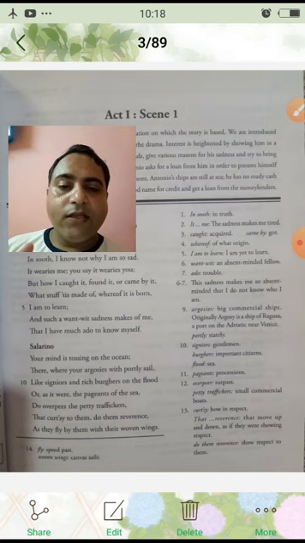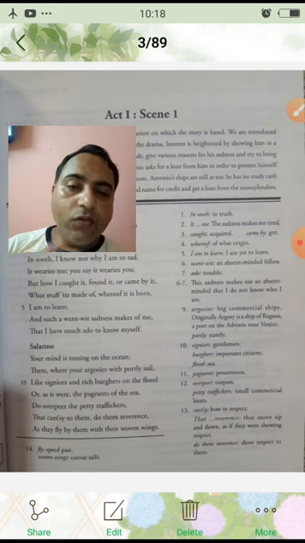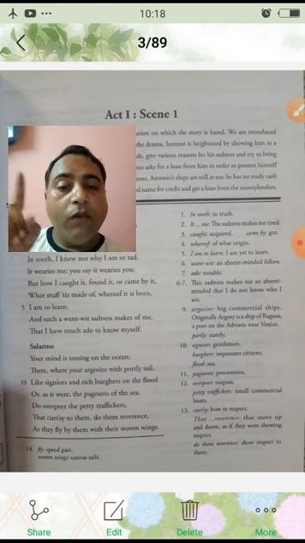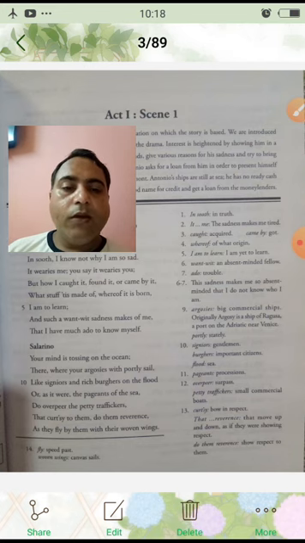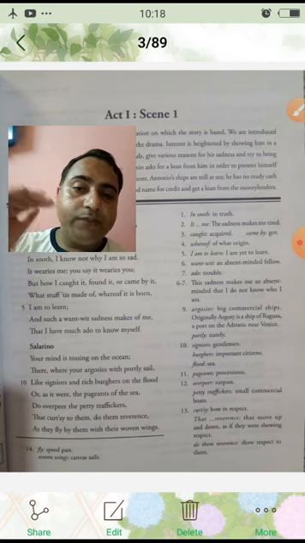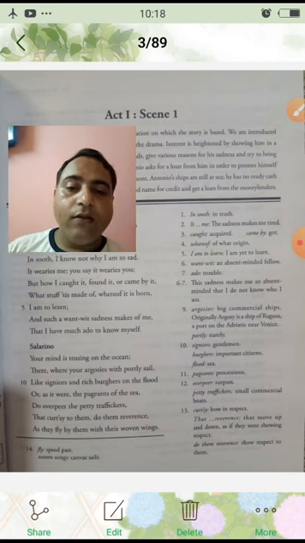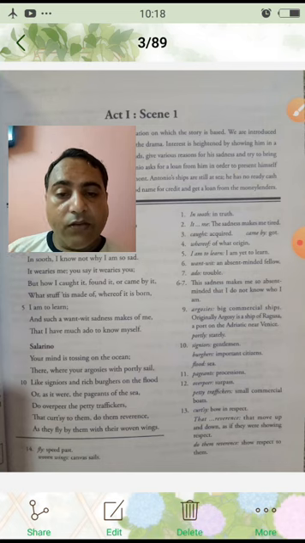So Salarino said that your mind would be surely thinking of the ocean where there are your big commercial ships with portly sail. Portly means stately, as given at point number 9, sail where your big commercial ships are sailing, like signiors and rich burghers on the flood.